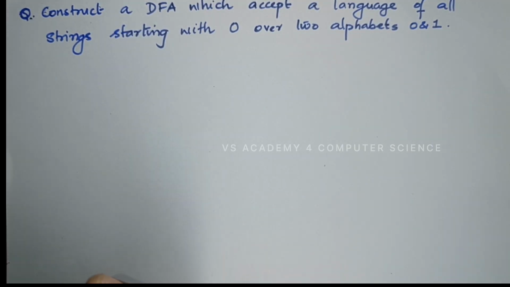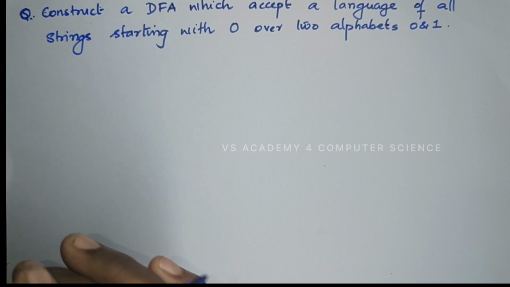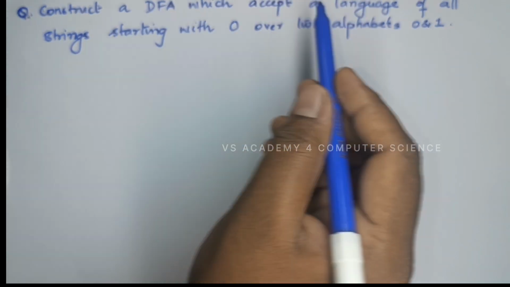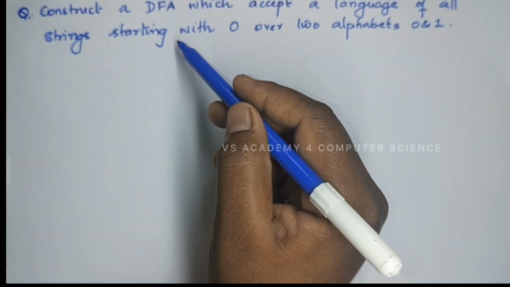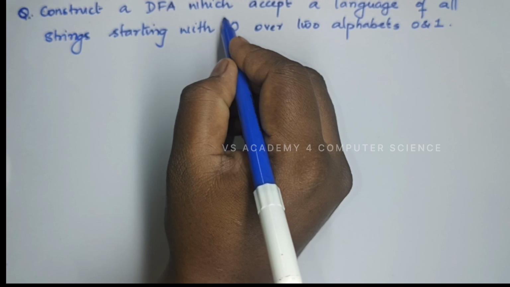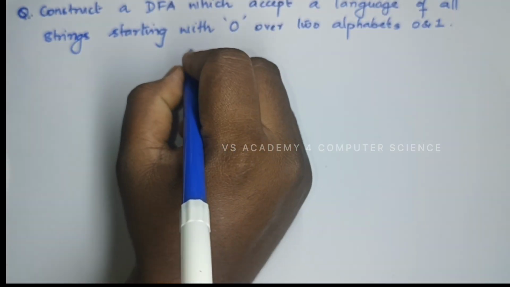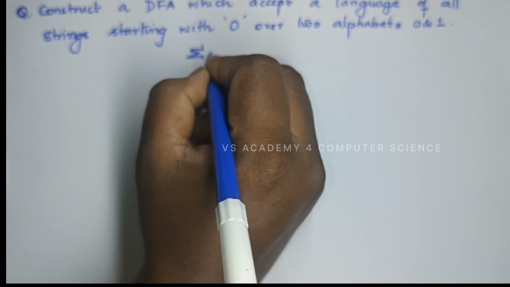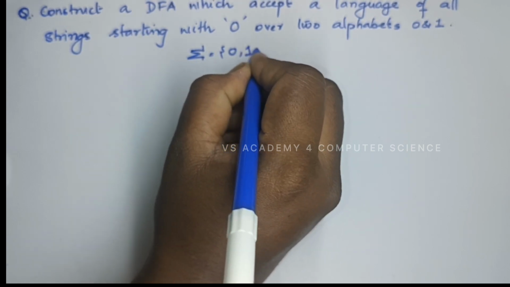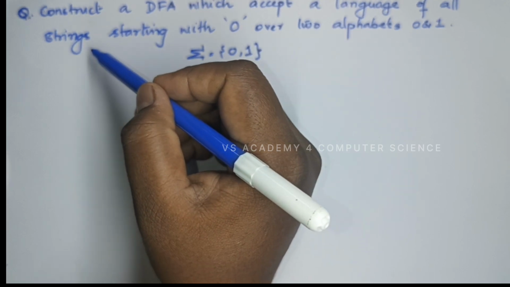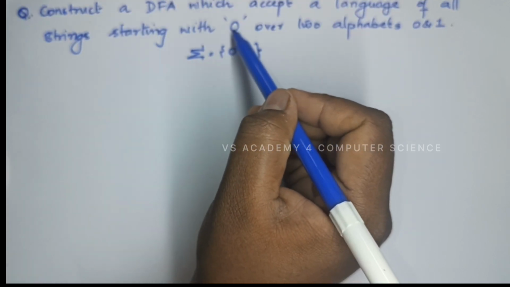Hi all, today we are going to discuss a problem in deterministic finite automata. So the problem is: construct a DFA which accepts a language of all strings starting with 0 over two alphabets 0 and 1. Okay, so over the alphabet 0 and 1, the alphabet set sigma is equal to {0, 1}. We need to construct a DFA which accepts every string that starts with a 0.